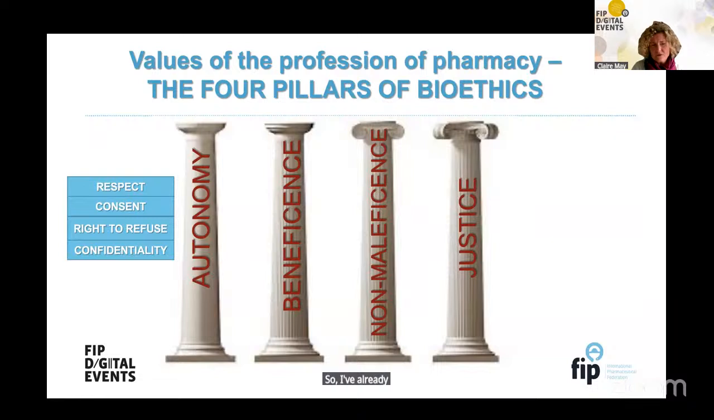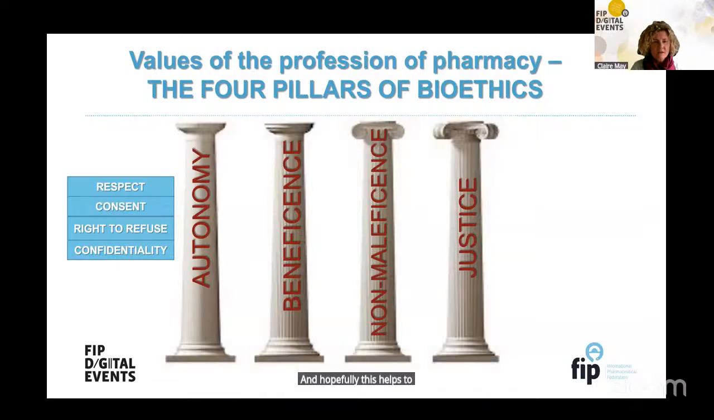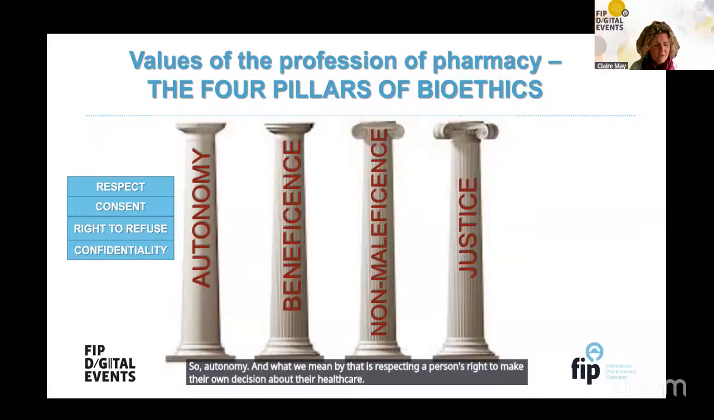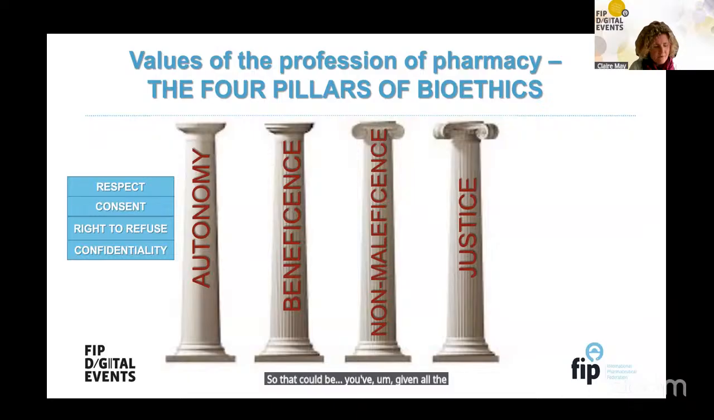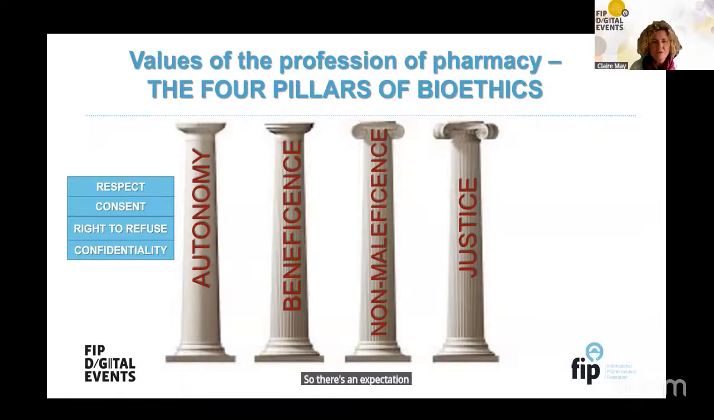I've already mentioned the word autonomy, but let's take a moment to reflect on these core values of our profession, the 4 pillars of bioethics. I'm going to go through each one of them individually, and hopefully this helps to get you inspired, enthused to maybe learn a bit more. So autonomy, and what we mean by that is respecting a person's right to make their own decision about their healthcare. That could be you've given all the necessary information to a patient to make an informed choice, and their decision is maybe different to what you think it should be after you've provided all of the information. So there's an expectation on you as a healthcare professional to respect that right to make their own decisions.